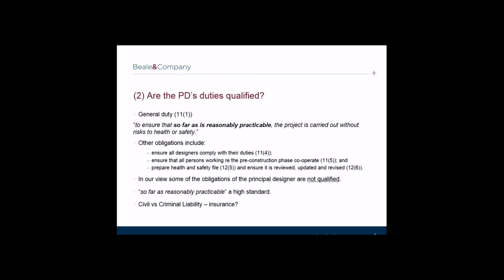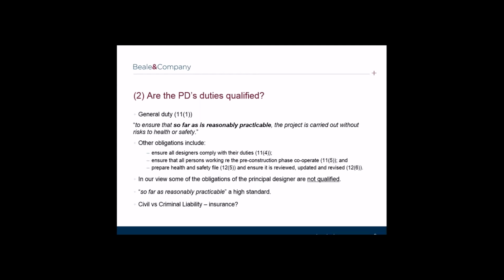There is some concern in relation to the PD's duties under CDM 2015, and in particular that they may include absolute obligations, which are not qualified, i.e. that the PD may breach CDM 2015 for any failure to comply with some of these duties, however minor.